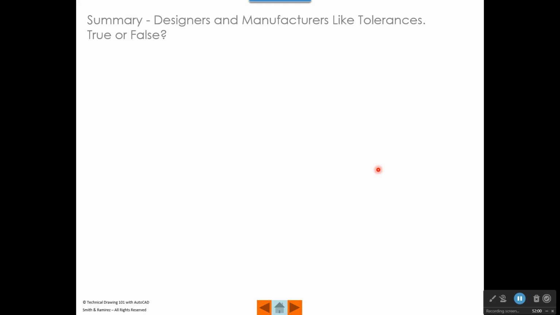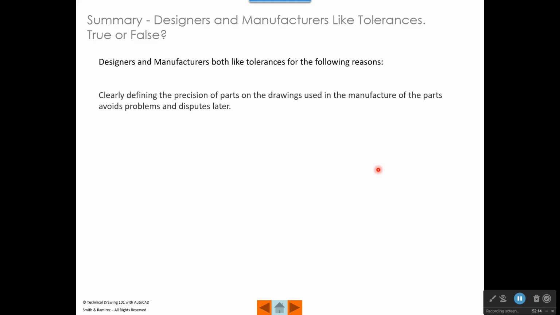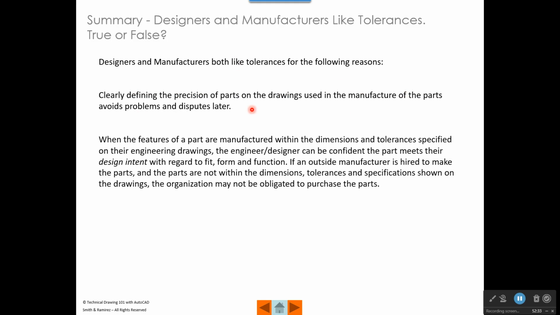So, in summary, do you think designers and manufacturers like tolerances? The answer is that designers and manufacturers both like tolerances for the following reasons. Clearly defining the precision of parts on drawings that are going to be used for the manufacture of the parts avoids problems and disputes later. The clearer the drawings are, the less likely there's going to be a problem or a dispute later.